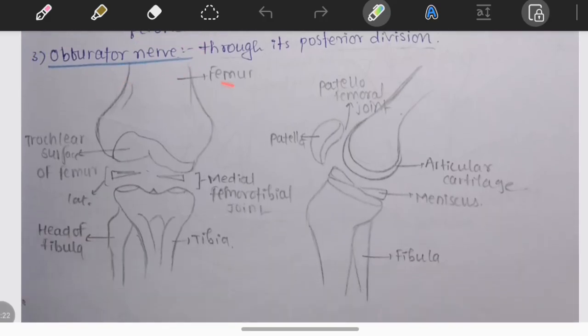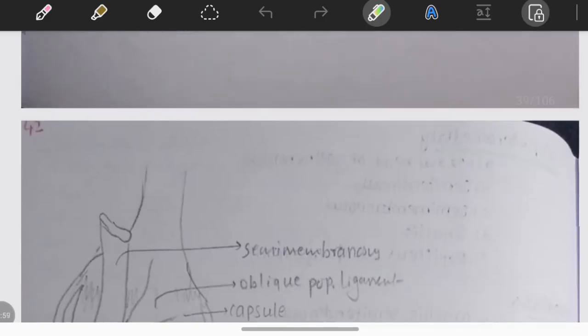This is the diagram for the knee joint. Let's see the trochlear surface of the femur, and these are the fibula and tibia. Medial femorotibial joint is here. Here is the lateral femorotibial joint. These are the articular surfaces. This is the patella and it is the patellofemoral joint. These are the articular surfaces of the knee joint.